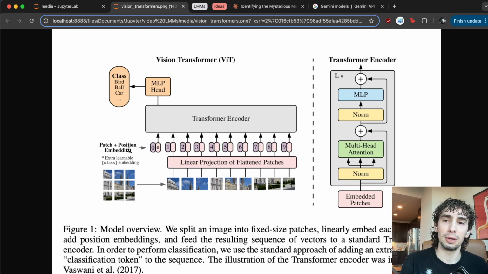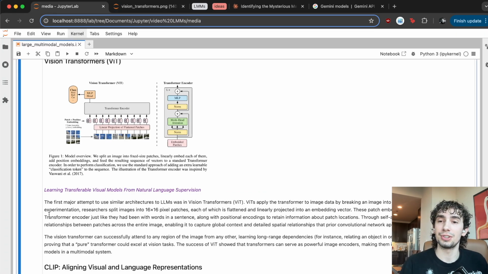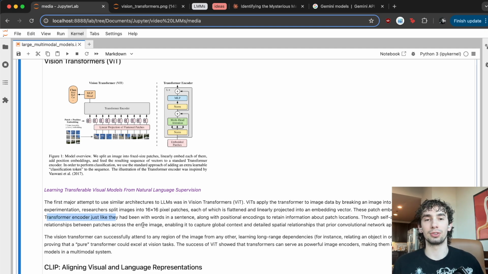And we're also going to append the positional embedding, which in this case is going to show where in the actual picture, once it's been flattened into this sequence, it originally comes from. All of this information is then fed into the transformer encoder, similar to how text had been with words in a sentence, along with those aforementioned positional encodings.